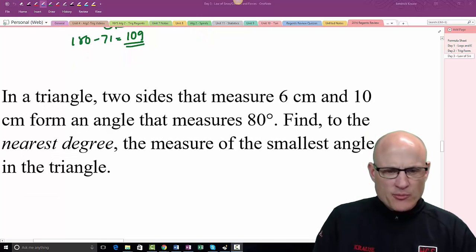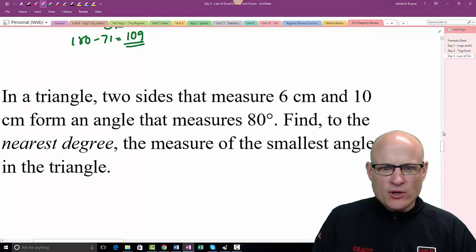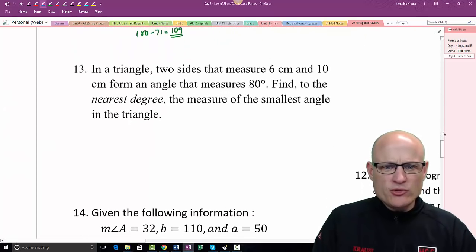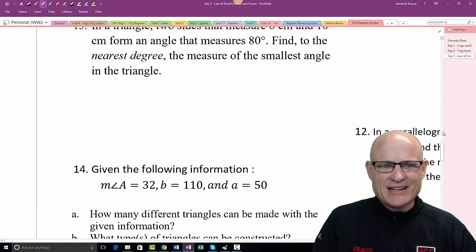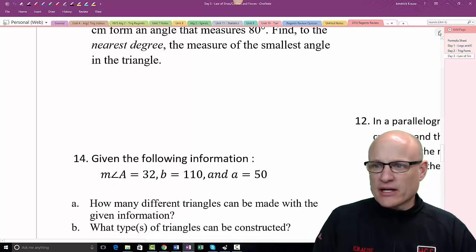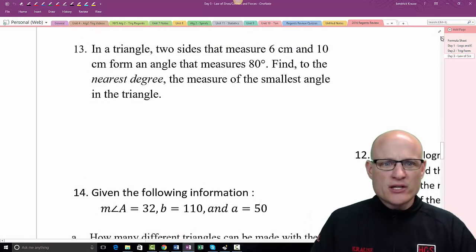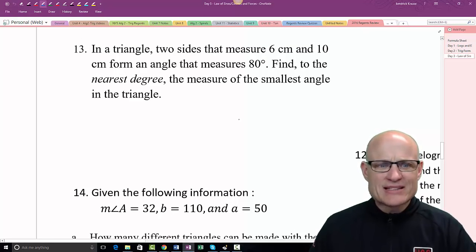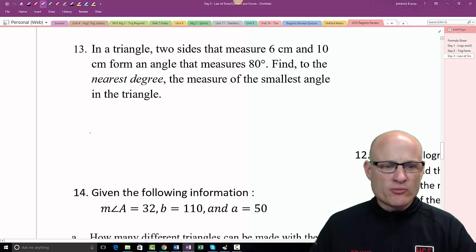So I'm going to try to tell you approximately what the point value of each of these questions are. In a triangle, two sides that measure 6 centimeters and 10 centimeters form an angle that measures 80 degrees. To the nearest degree, find the measure of the smallest angle.